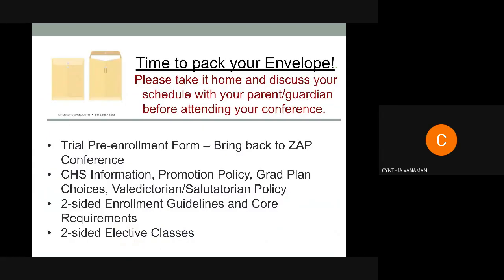The students who attended in person, we packed up an envelope with all of the handouts. Everything that we've gone over in the past 3 meetings went into the envelope to take home: their pre-enrollment form, the CHS information form, promotion policy, grad plan choices, valedictorian and salutatorian policy, the core class selections, and the elective class selections. All of those things should, however, be posted in your Zap Advisor's Google Classroom for Zap. So you should be able to access any of these forms through that Zap Google Classroom.